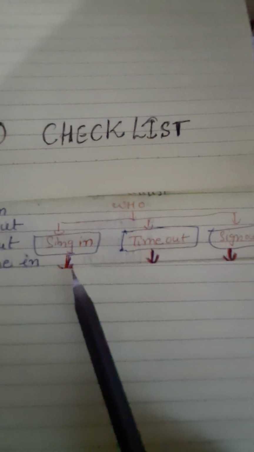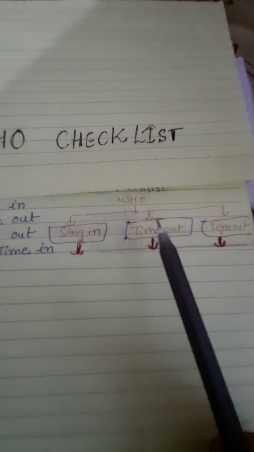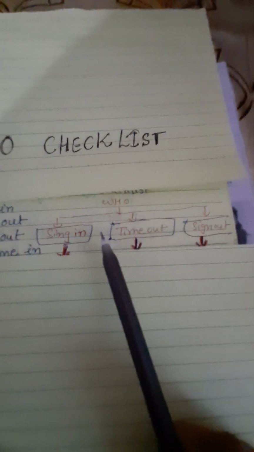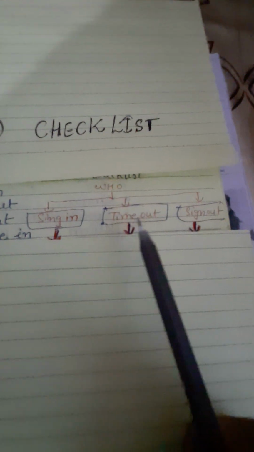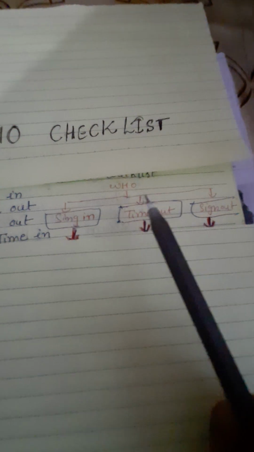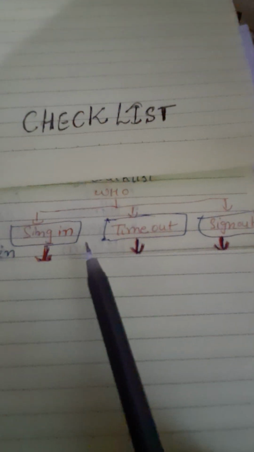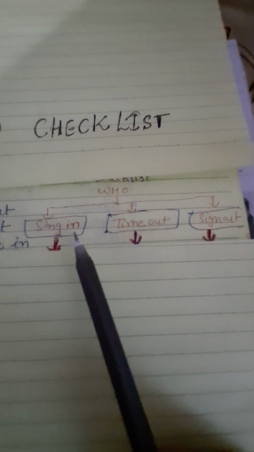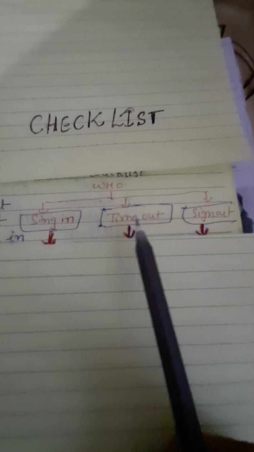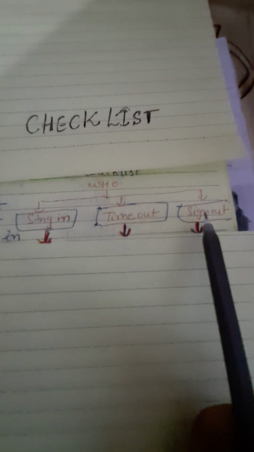How will they ask in the exam? They will ask what is not included in the WHO checklist, and they will give four options. One option will be incorrect, so we have to read very carefully what the components of the WHO checklist are and what we have to skip. Sign in is a component, then time out and sign out.